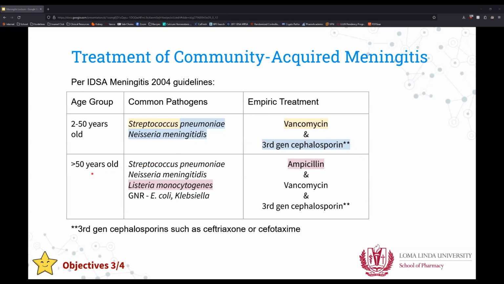Okay, and then in our next age group, above 50 years old, we still use the same two agents as previously mentioned. However, we add on one more. So we add on ampicillin. So the ampicillin is directly treating the Listeria monocytogenes. And then our gram-negative rods are being covered by the third-gen cephalosporin. So both the E. coli and Klebsiella are being treated by these agents below.